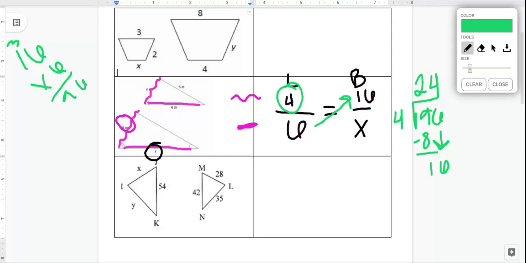Okay, make sure you're putting your answers in a box. Okay, so I should see x equals 24 on your paper. Okay, that's it for that one.